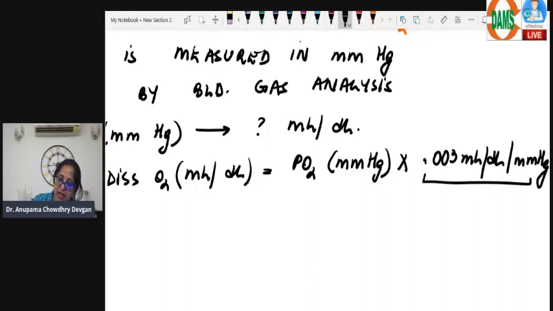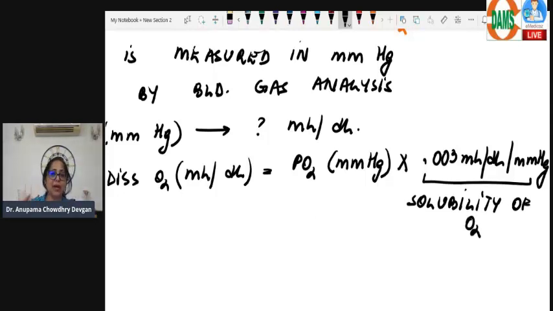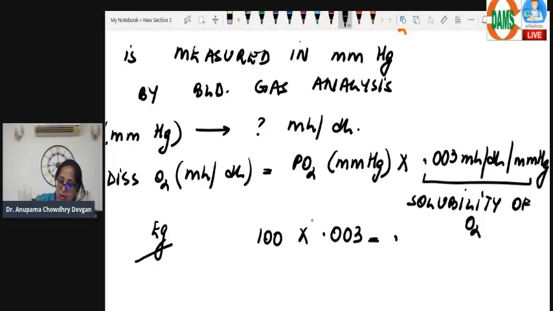What is 0.003? This is the solubility of oxygen, 0.003 ml per 100 ml per millimeter of mercury. For example, when arterial PO2 is 95, how much is it going to be in the dissolved oxygen? For example, if PO2 is 100, 100 into 0.003 is 0.3 ml per 100 ml of blood. Whatever PO2 you have measured by blood gas analysis, multiply it by the solubility, 0.003 ml per 100 ml per millimeter of mercury. That will give me the dissolved oxygen in ml per deciliter.